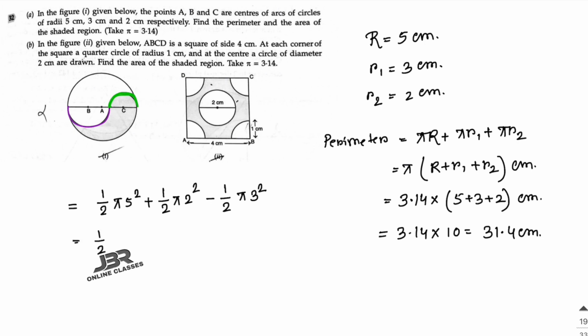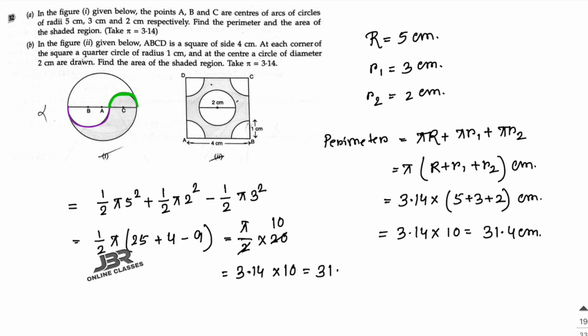So now half pi is common. So 25 because 5 square, then here 2 square means 4 and here minus 9. So that means you can write pi by 2 and here 25 plus 4 minus 9, that one equals 20. So 2 cancels out with this one. Pi means 3.14 into 10, so that one equals 31.4 centimeter square as your answer.